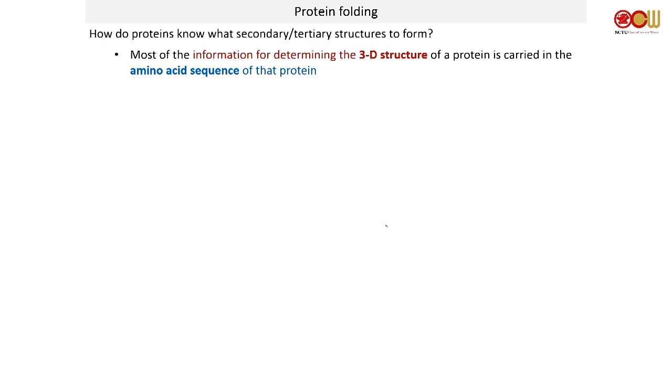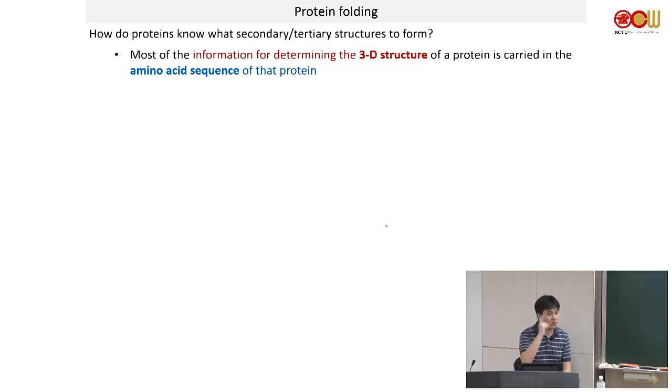Turns out that most of the information for determining the three-dimensional structure of the protein is carried in the amino acid sequence, okay? So what that means is, given a particular amino acid sequence, there's usually just one way that it's going to fold into a major structure. It will not fold into different structures. Given the same physiological condition, it will generally form this particular structure. So three-dimensional structure is determined by the primary sequence.